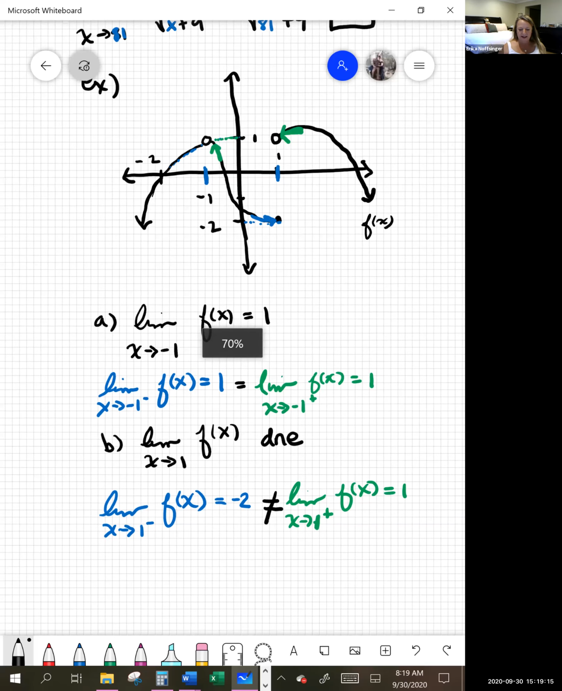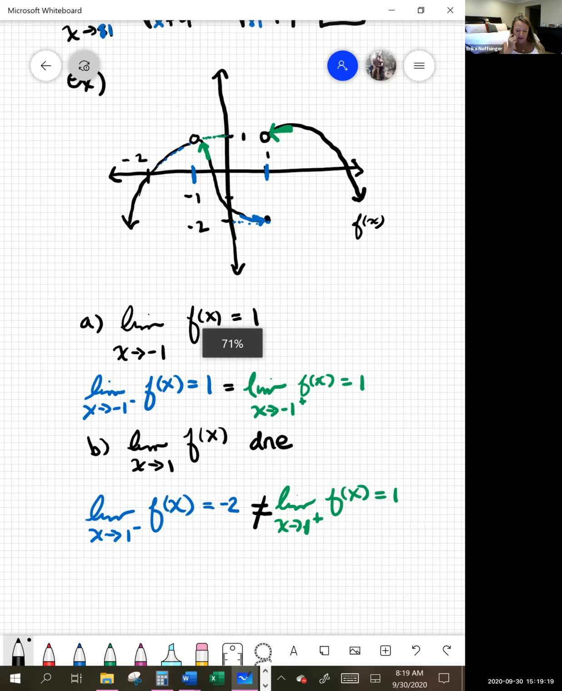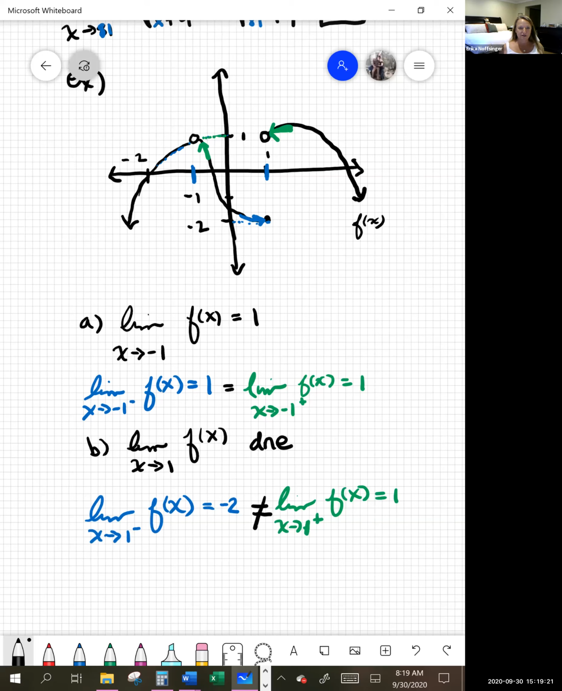Okay, so I realize when you're taking this test on MyMathLab, you could look at this and do it without really showing the work. You can look and say, oh, I can see that the limit as x is approaching -1 is 1. And I'm okay with you doing that without showing me any work. I can see that you can probably see that the limit doesn't exist.